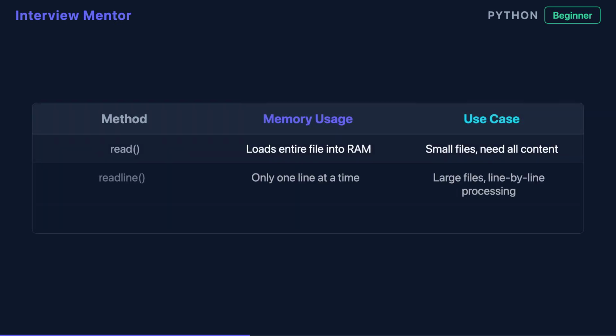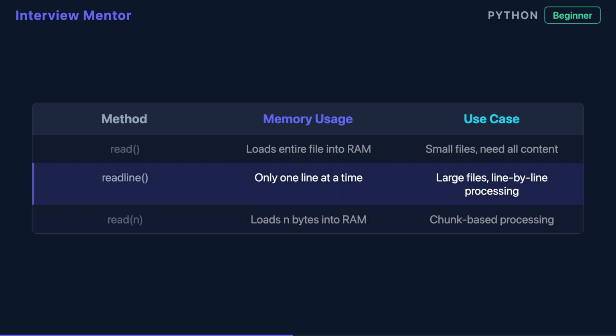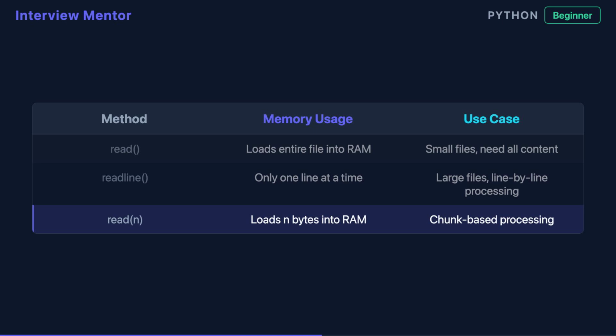Here's the critical difference. Read loads the entire file into memory, so a 10 GB log file means 10 GB of RAM usage. Readline is memory efficient, only keeping one line in memory at a time. For large files, this difference can make or break your application.